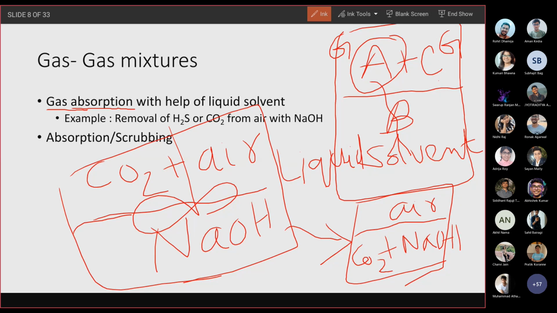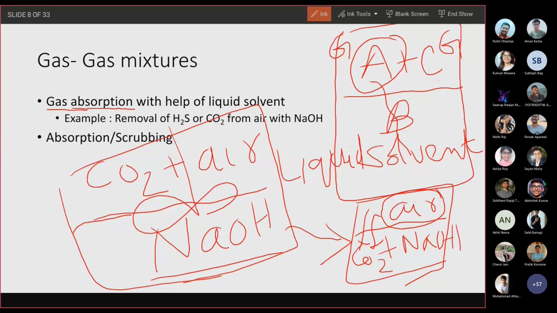Air solubility in NaOH is very low compared to the solubility of CO2 in NaOH. So after mixing, depending on the concentration of NaOH, for the ideal case, all the CO2 will transfer to NaOH and only air remains. This way, I'm able to separate CO2 from the air with the help of liquid NaOH, which we call a solvent here.